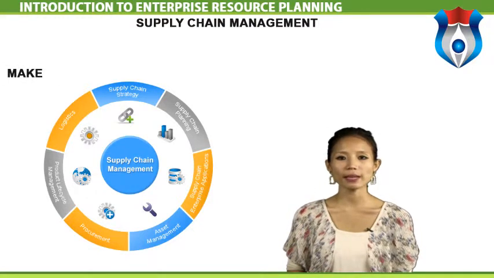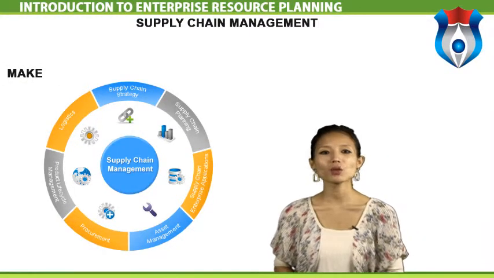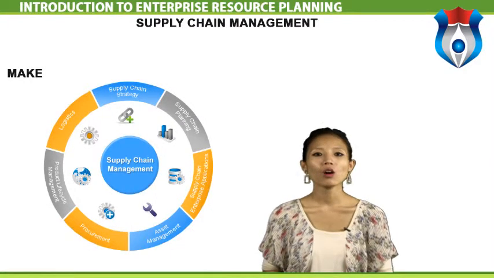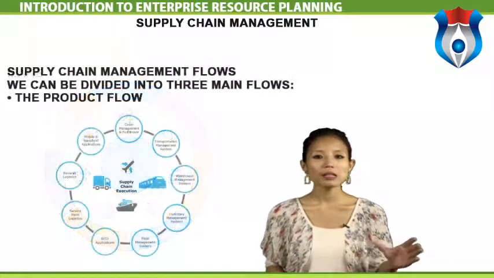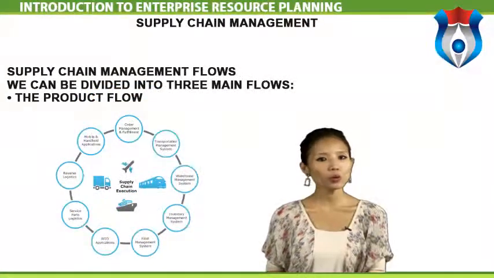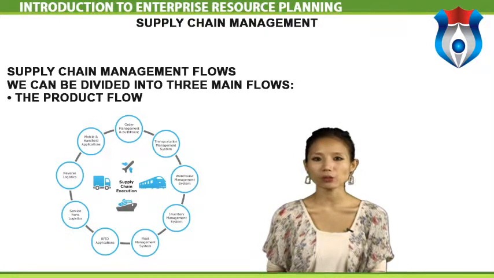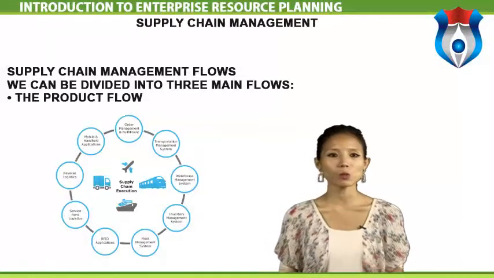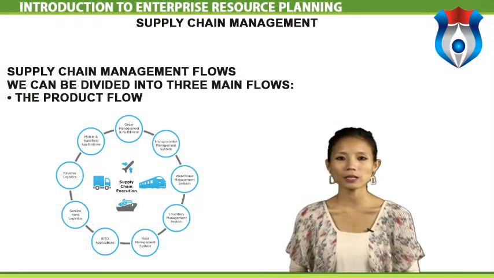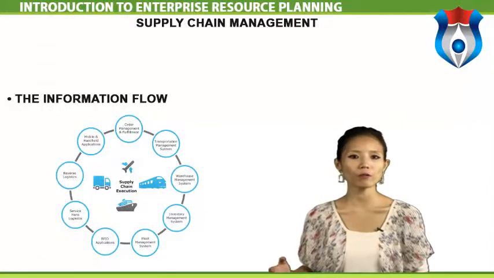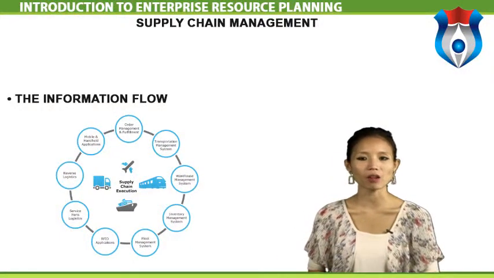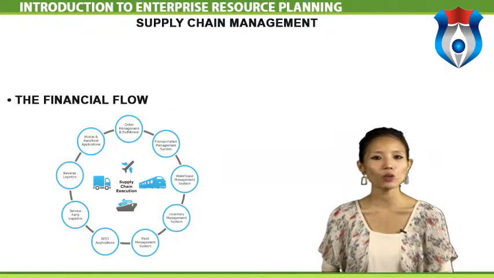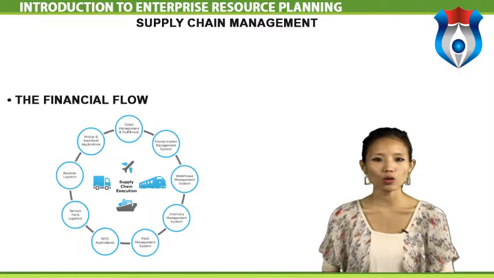Make. This is the manufacturing step. Supply chain managers schedule the activities necessary for production, testing, packaging and preparing for delivery. The supply chain management flows can be divided into three main flows. The product flow includes the movement of goods from a supplier to a customer as well as any customer returns or service needs. The information flow involves transmitting orders and updating the status of delivery. The financial flow consists of credit terms, payment schedules and consignment and title ownership arrangements.